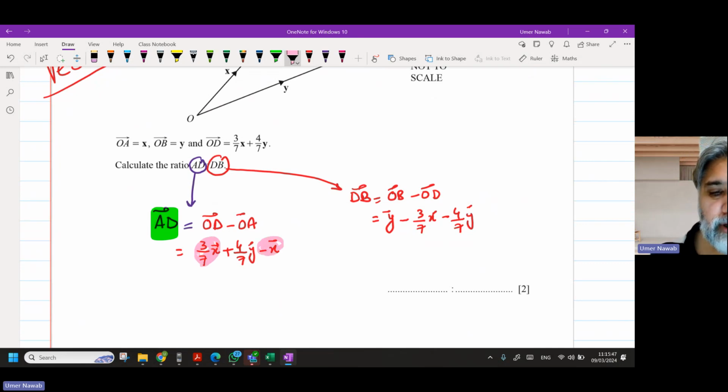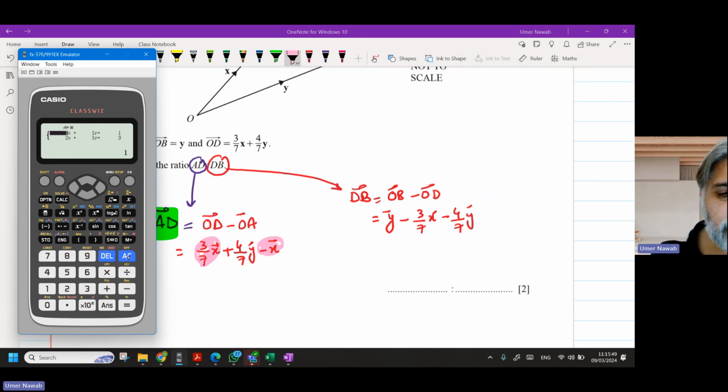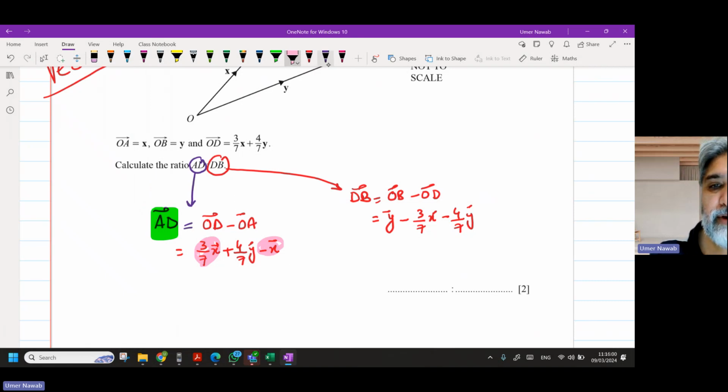Can I simplify 3/7 and minus 1? With the calculator, you can do that. 3/7 minus 1 gives you minus 4/7. So I'm going to write here minus 4/7x plus 4/7y. So this is my AD.